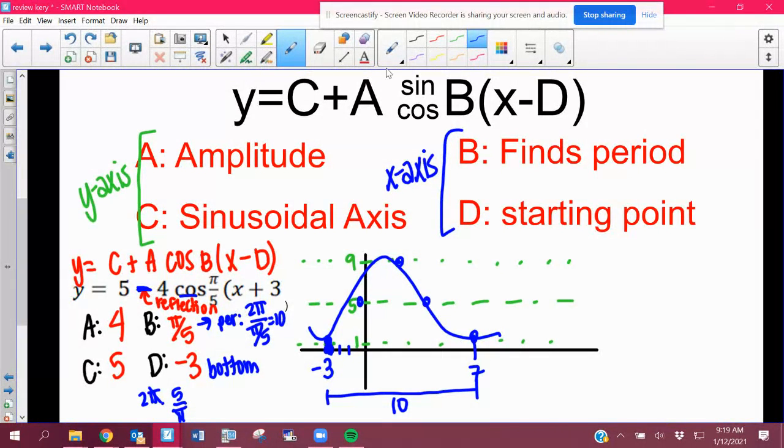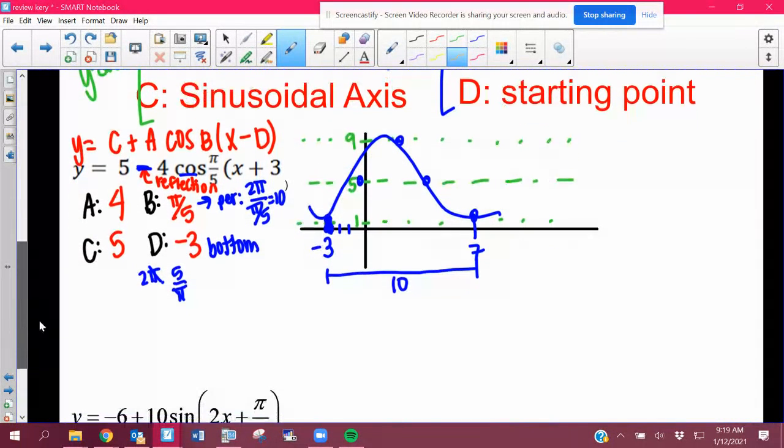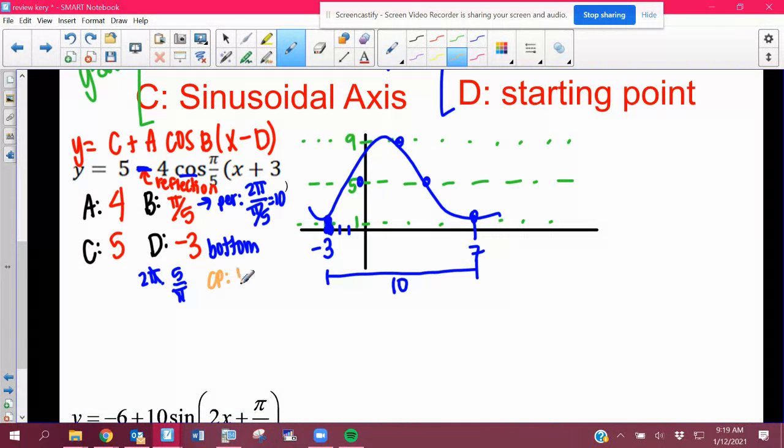The last thing that you're going to need to do is figure out these critical points. Remember, critical points can be found using your period divided by 4. Why 4? Because there are 4 more points after your first point. So in this case, my period is 10. So 10 divided by 4 gets me 2.5. So every 2.5, I'm going to have another point. So this is going to be kind of icky and have a fraction decimal thing. So I'll have a point at -0.5.